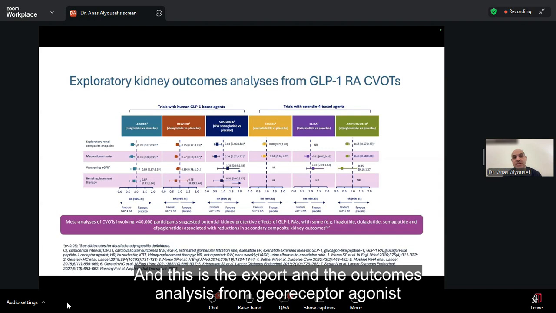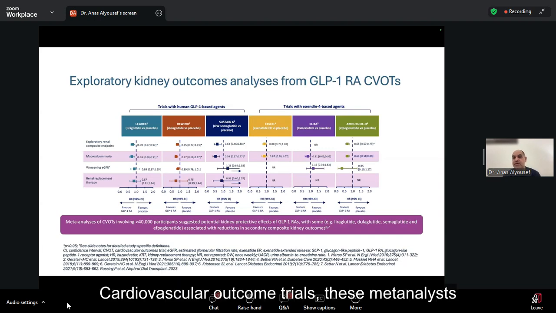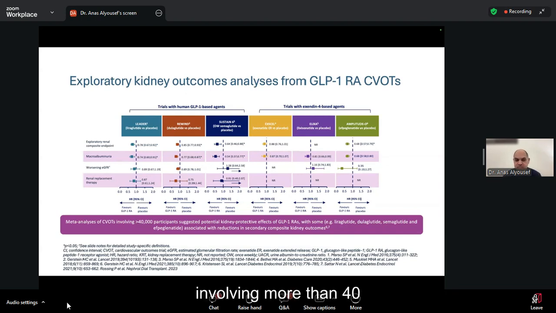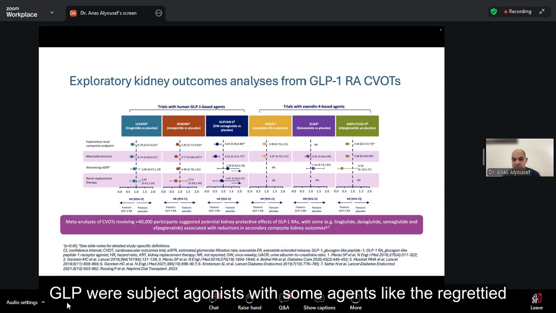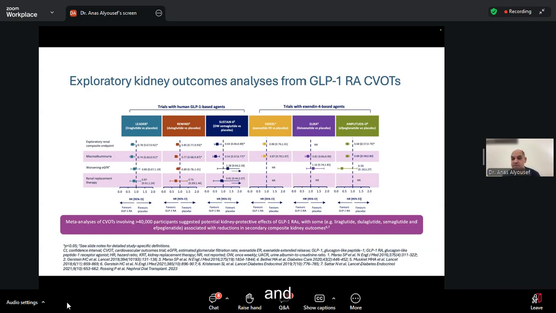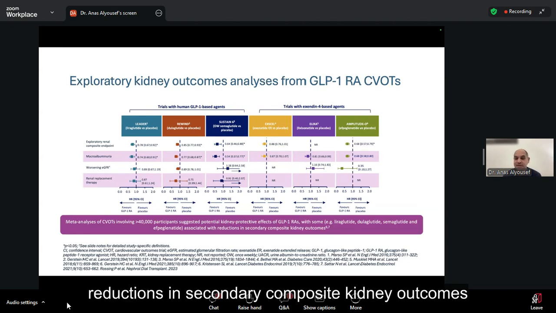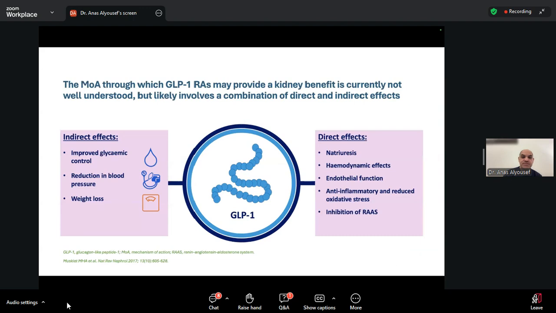And this is the exploratory kidney outcomes analysis from GLP receptor agonist cardiovascular outcome trials. These meta-analyses involving more than 40,000 participants suggested a potential kidney protective effects of GLP receptor agonists with some agents like liraglutide, dulaglutide, semaglutide, and efpeglenatide associated with reductions in secondary composite kidney outcomes.